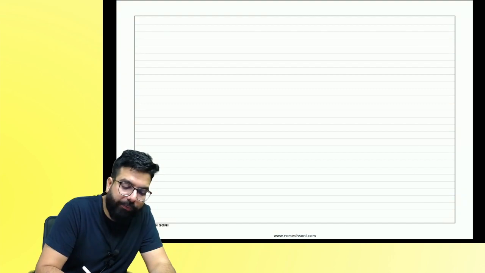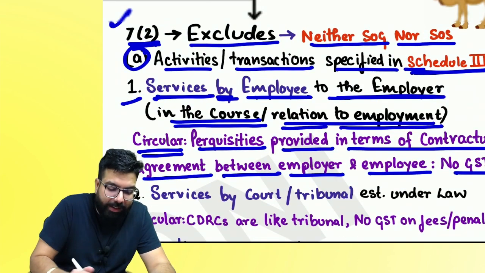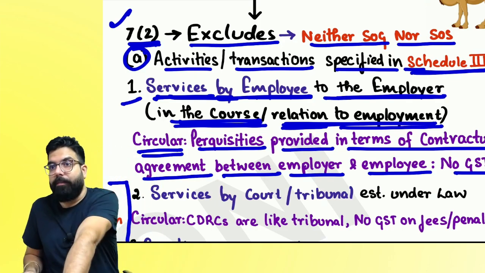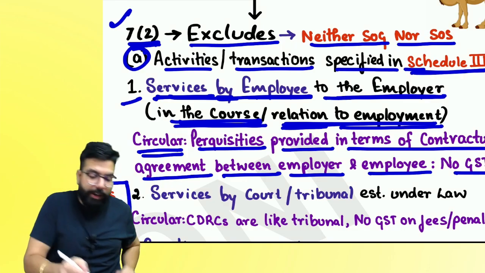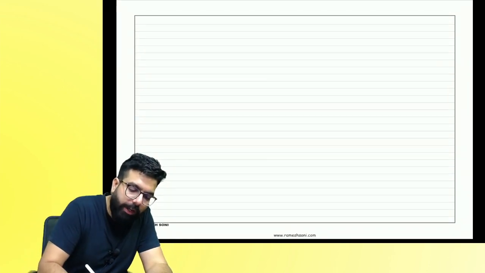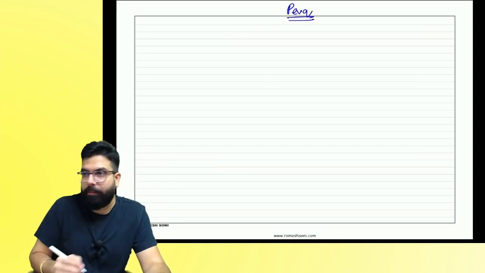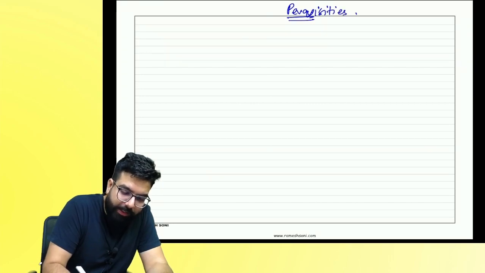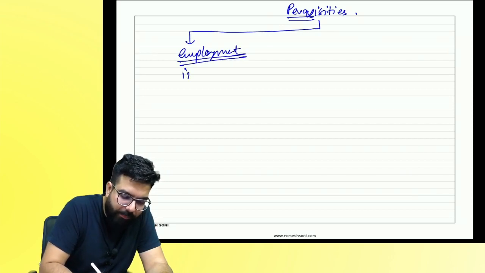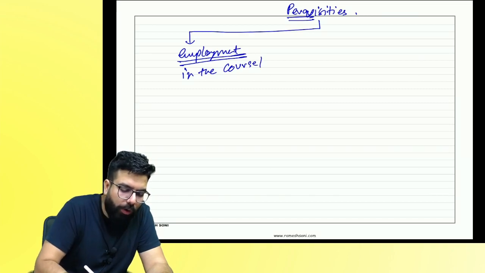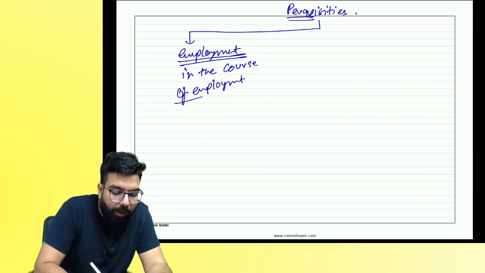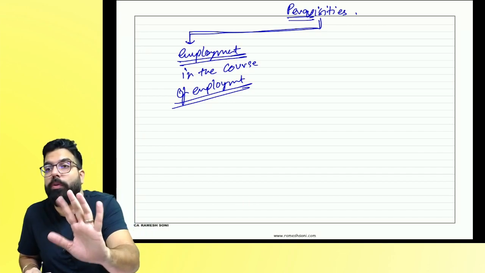Remember one thing, everyone. If any services are given by an employee to the employer in the course of or in relation to employment, meaning it is written in the employment letter, then it is neither supply of goods nor supply of service. Now, whenever the perquisites point comes, that the employer is giving anything to the employee, you have to see. If any perks are given to the employee, and these perquisites are as per the employment, in the course of employment, then whatever is the value, will GST come?